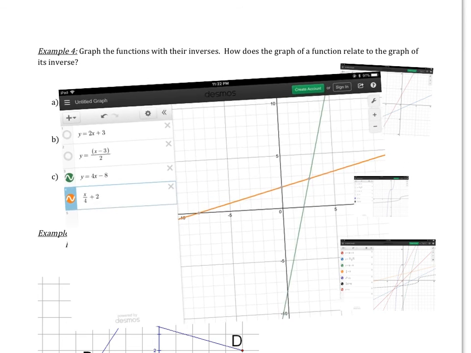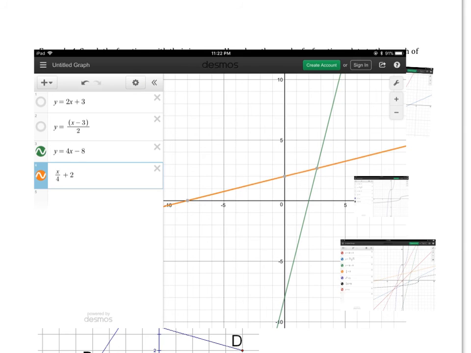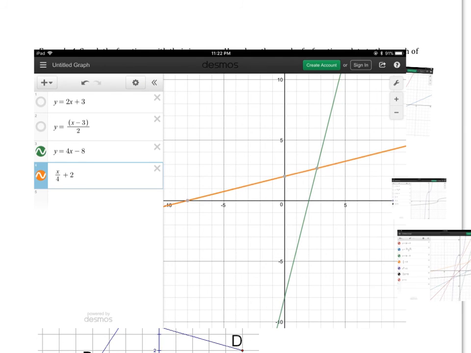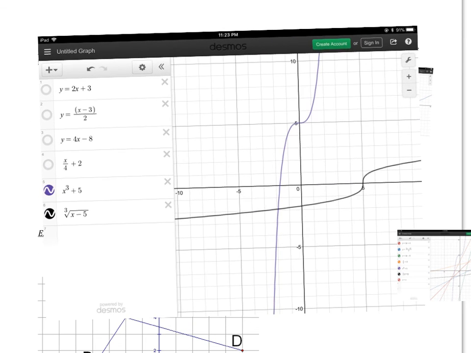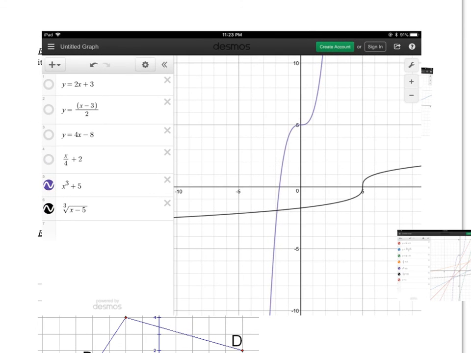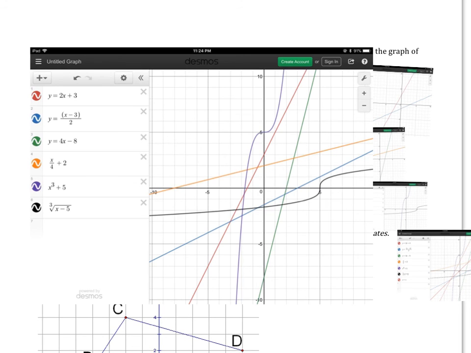Here we have 4x minus 8 and x over 4 plus 2. These are inverses, so they look like that. And the last one here, if we take x cubed plus 5 and the cube root of x minus 5, we get these two shapes. What's going on here? If we look at all of these together, can you see a pattern?